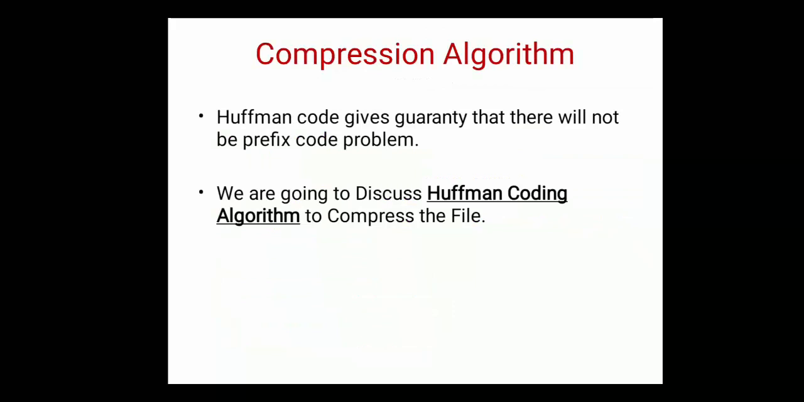Huffman coding gives a guarantee that there will not be a prefix code problem once we generate variable length codes for every character by using the Huffman tree. How to generate variable length codes for every character by using the Huffman tree, we will discuss in our next lecture. So just wait for our next lecture.